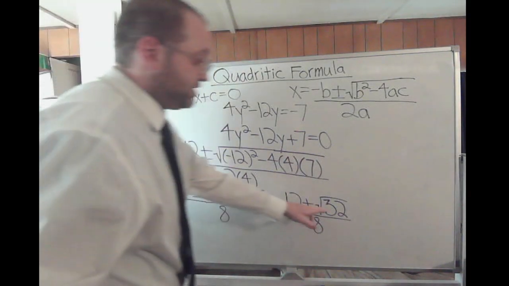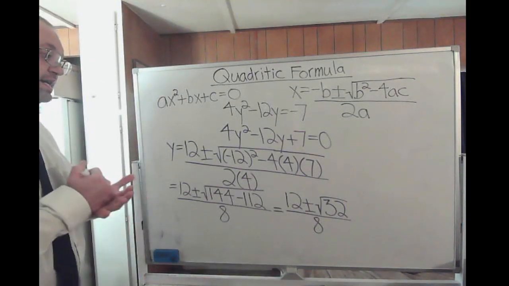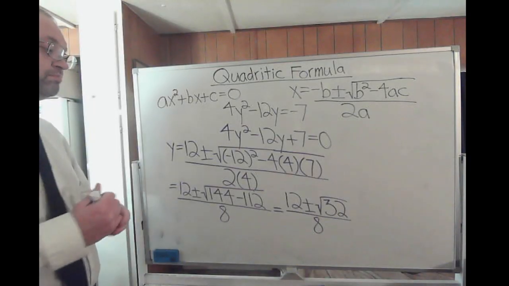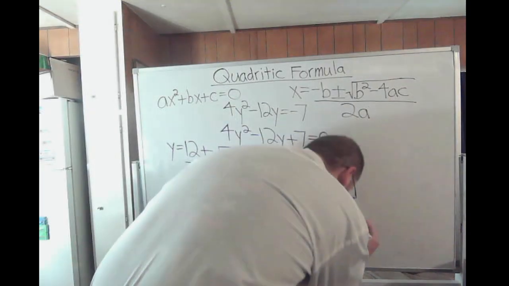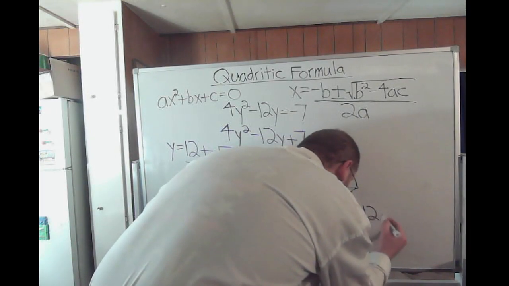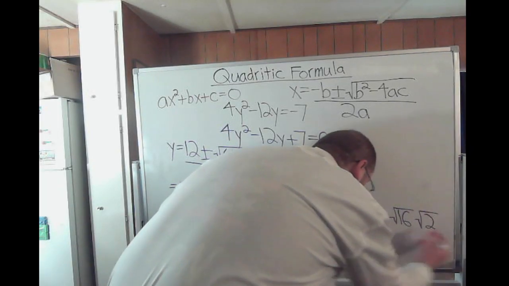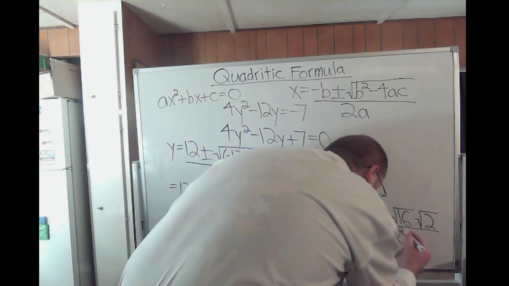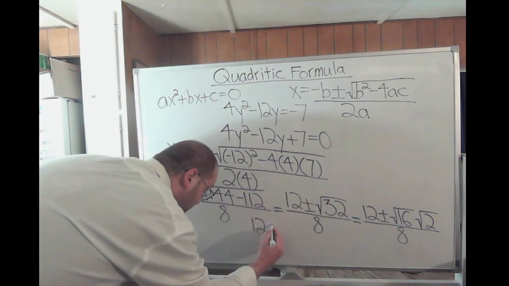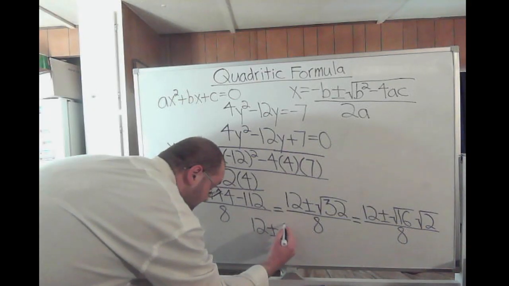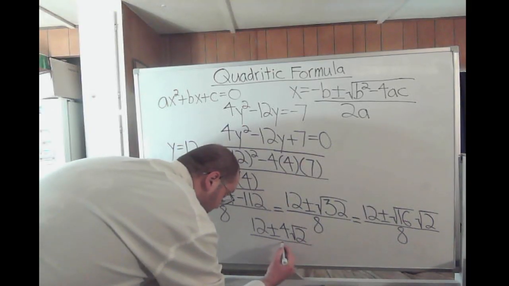Which we know 32, granted, it's not a perfect square, not by any means. However, 32 has a factor that's perfect, it's 16. So this is going to break down into 12 plus and minus the square root of 16 times the square root of 2 all over 8. Which we know the square root of 16 is 4. So you end up having 12 plus and minus 4 times the square root of 2 all over 8.